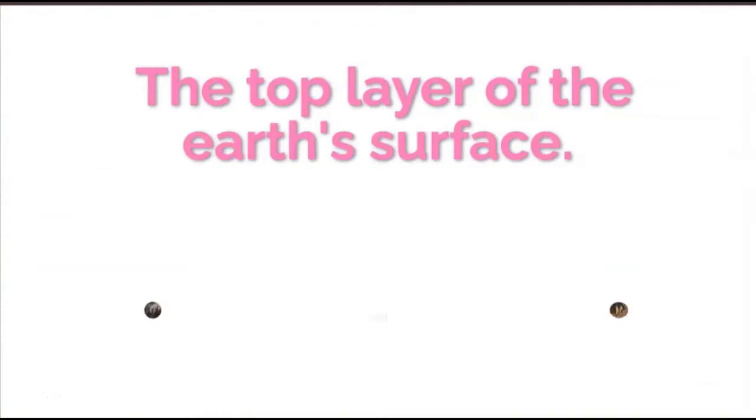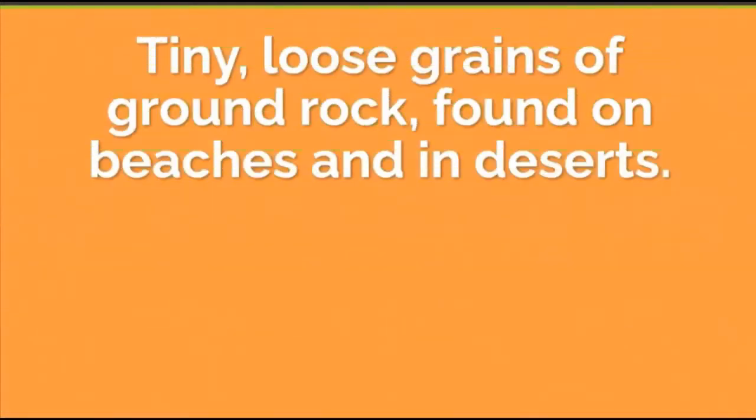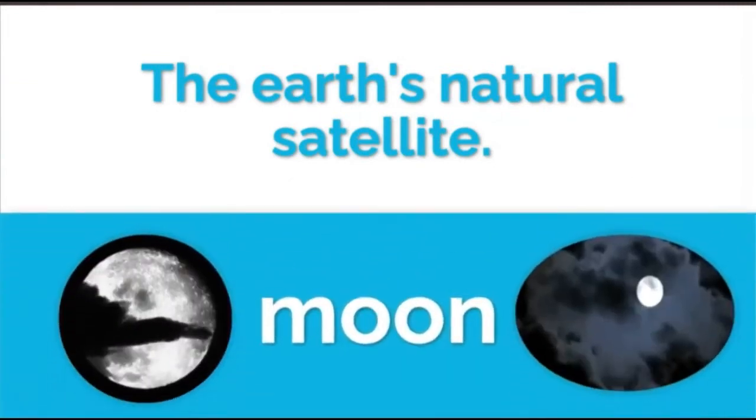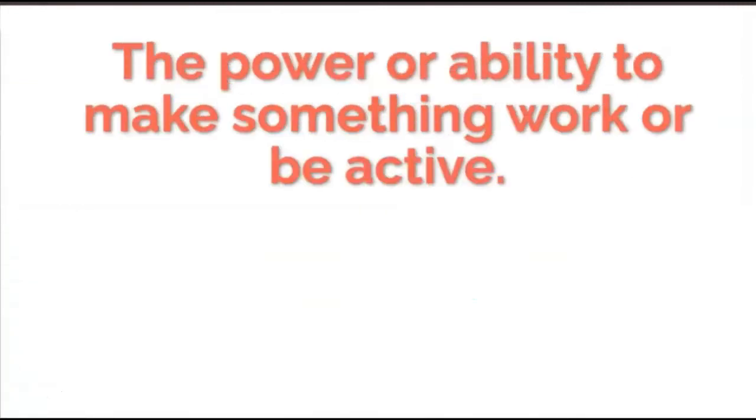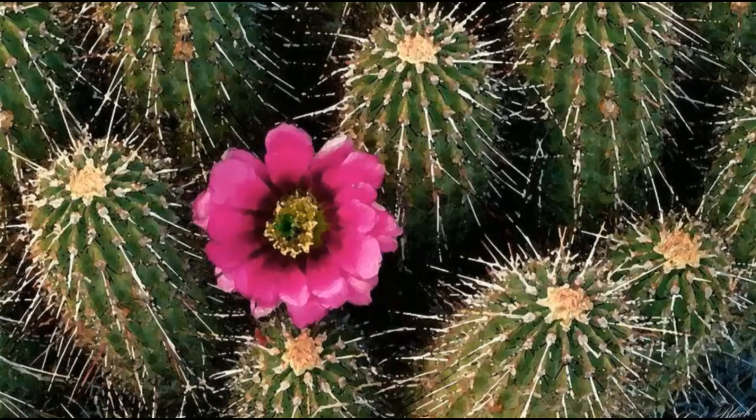The top layer of the Earth's surface. What is this? Soil. The light of the sun. What is this? Sunlight. Perfect. Tiny, loose grains of rock found on beaches and in deserts. What is this? Sand. The Earth's natural satellite. What is this? Moon. The power or ability to make something work or be active. What is this? Energy, right?